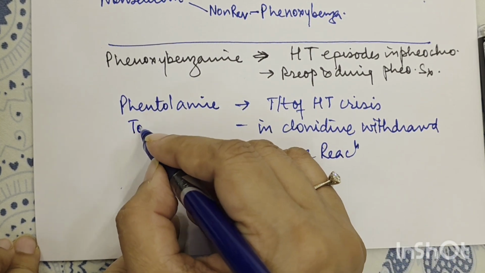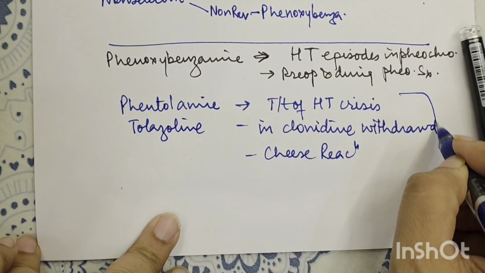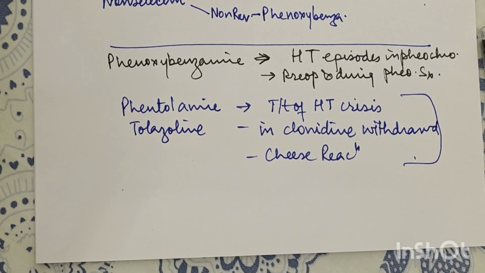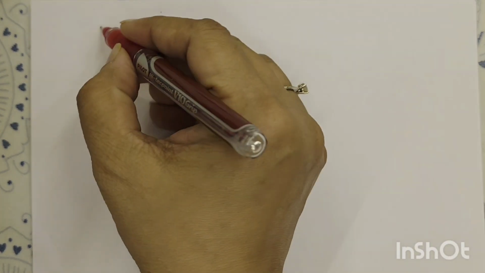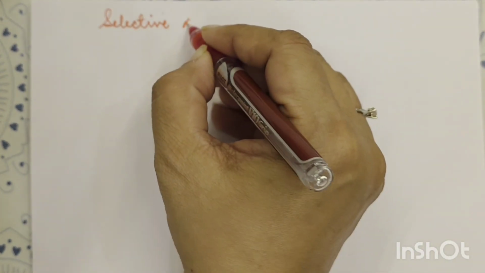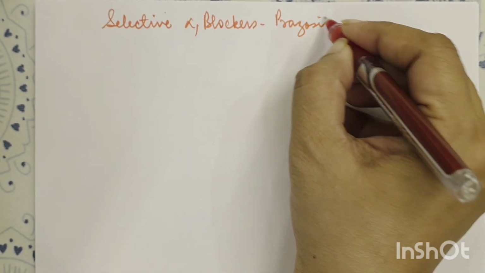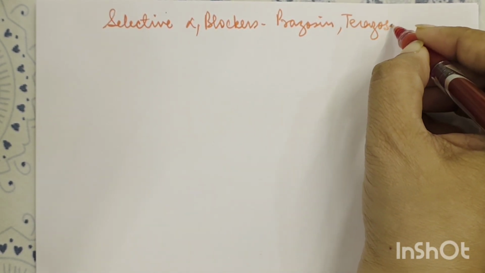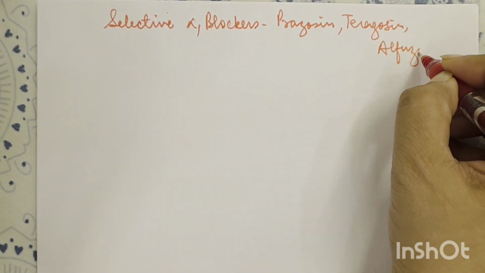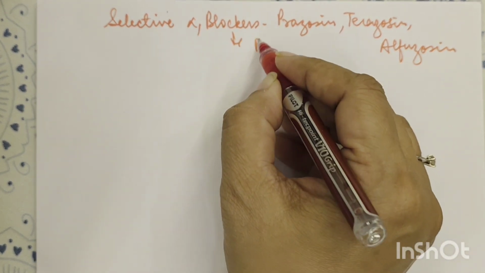Okay, phentolamine, another drug is tolazoline. So these are the drugs, these are the three indications in which these drugs are indicated. Now selective alpha 1 blockers. In selective alpha 1 blockers we have prazosin, terazosin, alfuzosin. These basically reduce blood pressure.